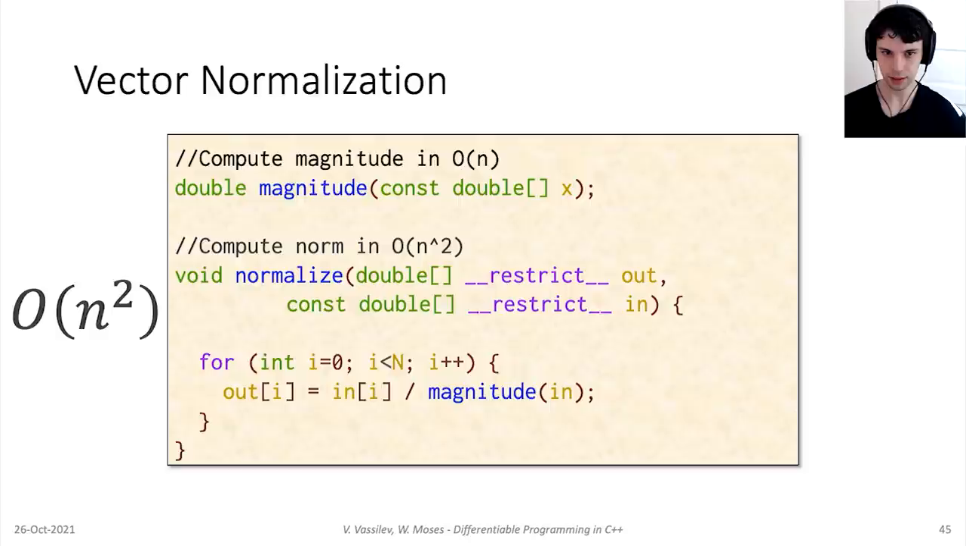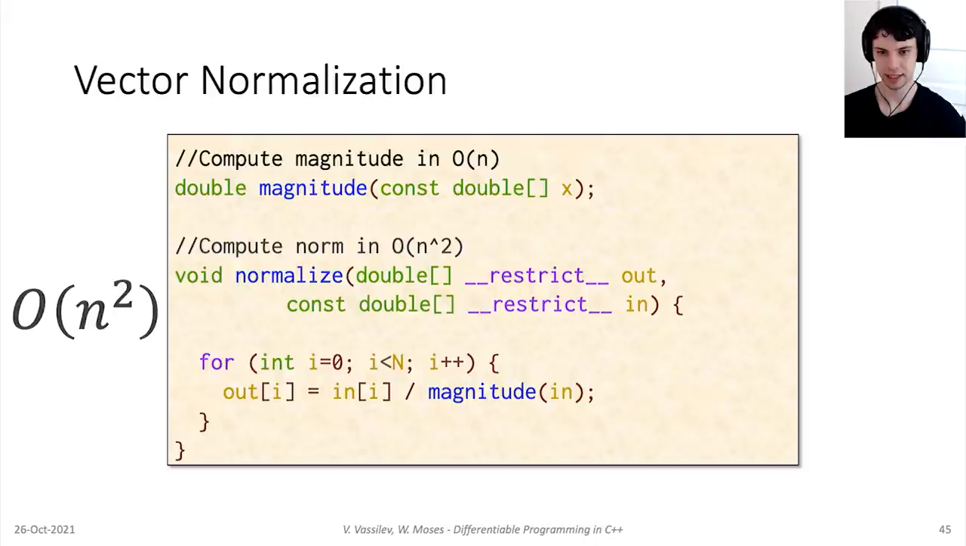Let's say we have this simple code to normalize a vector. So I have this function magnitude, which computes the magnitude of a vector, in O of n time. And then I have this normalize function, which takes an input vector and an output vector, then says, for all of the indices, the output at that index equals the input at that index divided by the magnitude. So this will indeed successfully compute the normalized version of the vector, but it may not necessarily be the most efficient. Because we have this magnitude function inside this loop, we'll run in n squared time, since it takes n, and the loop itself takes n.